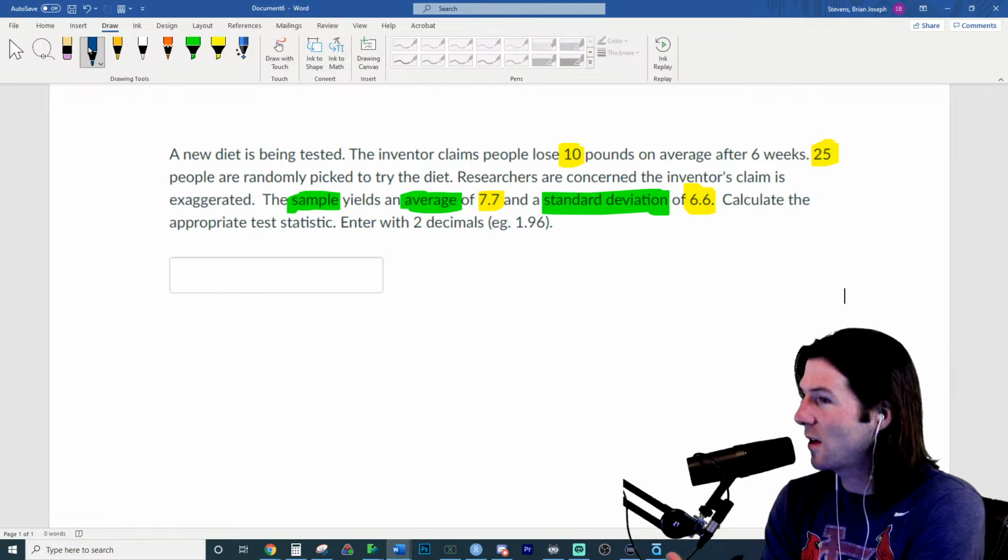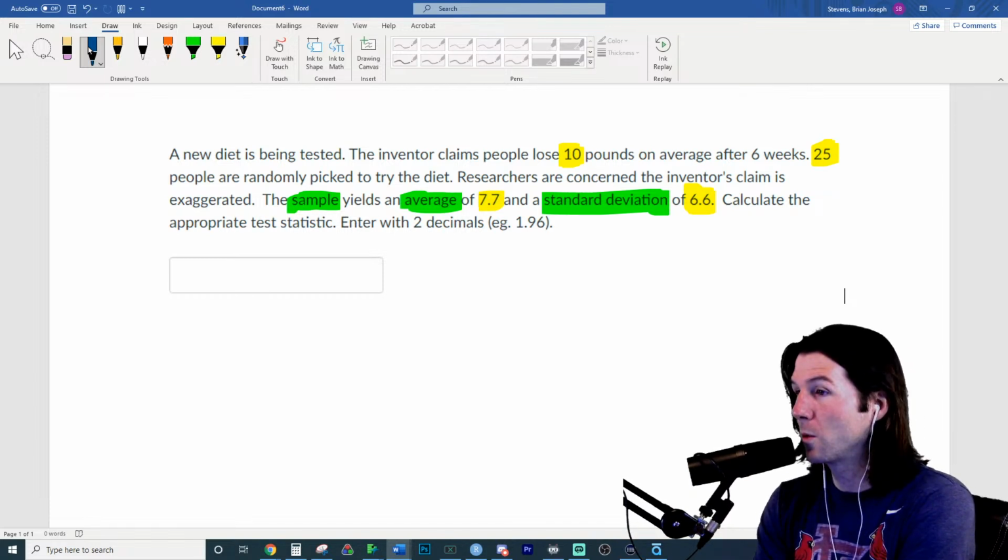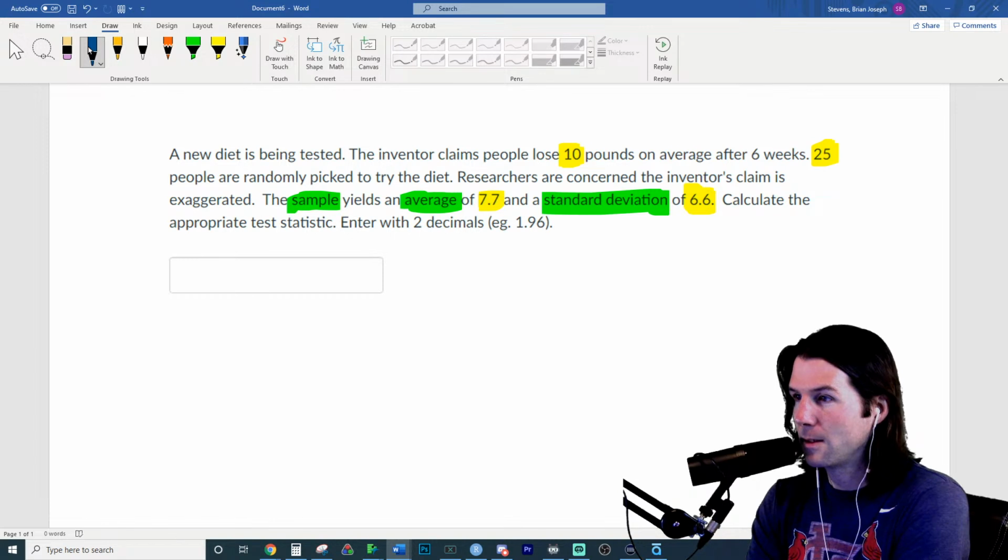I'm gonna mostly solve this. I'm not gonna solve it out completely, but I'm gonna mostly solve it.